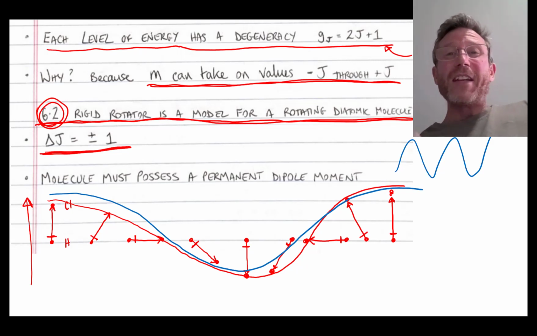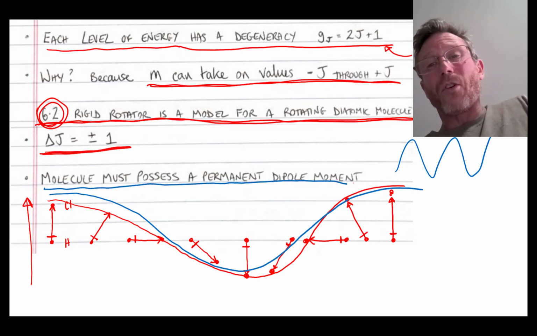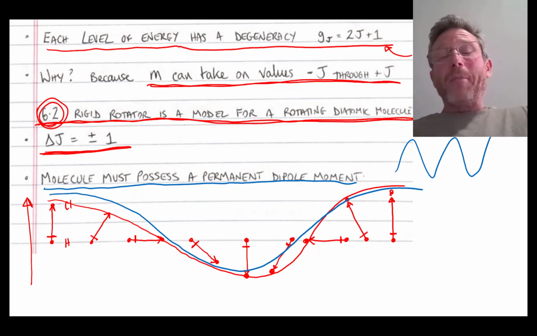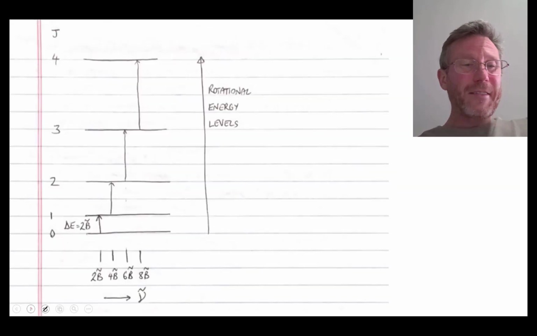So this is one reason that's not explained at this point in the textbook, but basically I'm trying to demonstrate, as I've mentioned before, with vibrations, that the molecules must possess a changing dipole moment in order for them to interact with light. In this case, for rotations, you must have a permanent dipole moment. So that's that little section of the textbook explained.